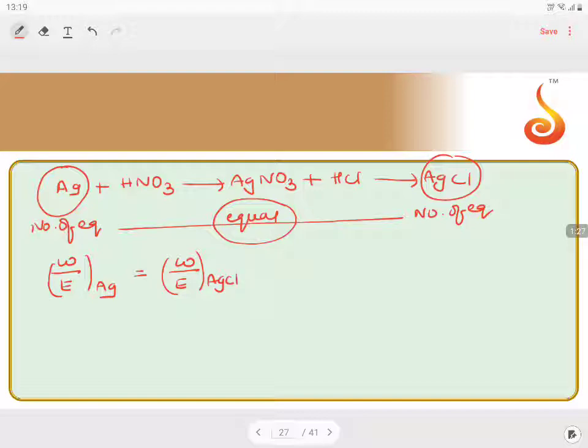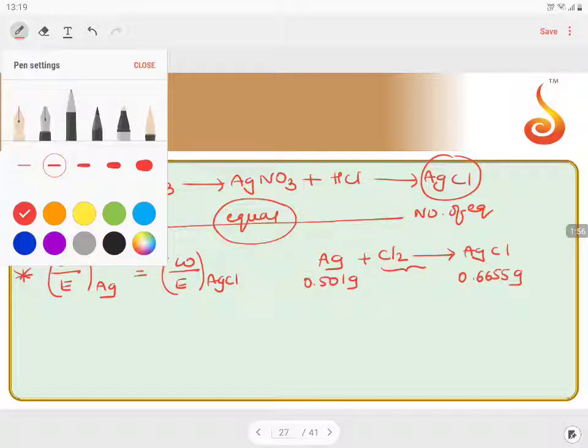Or we can also go with another approach. If I take this particular one, Ag is converting into AgCl. If 0.501 grams of Ag is converting into 0.6655 grams of AgCl, then how much chlorine is required to do this particular one?